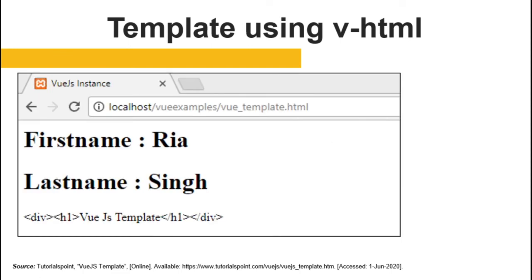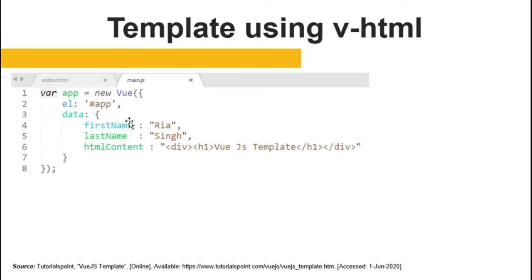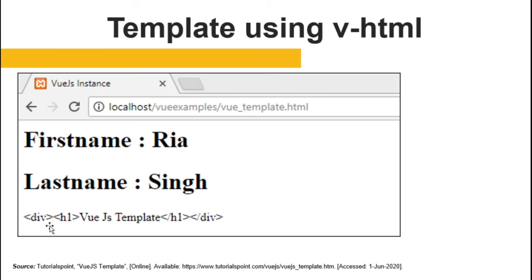Okay. So again, this is our Vue instance. We will define first name and last name with these values, and HTML content. Inside the HTML content, we will define an HTML code enclosed in double quotation marks. But again, if we browse this in our browser, this is what you get.